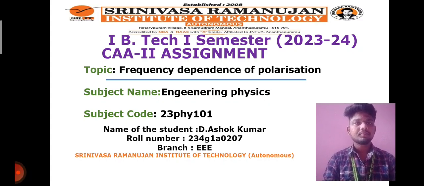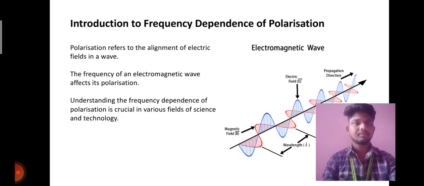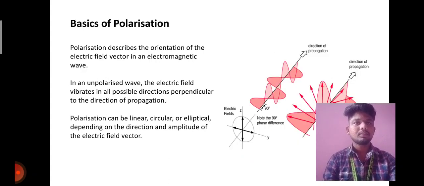Today's topic is frequency dependence of polarization. Introduction to frequency dependence of polarization. Polarization refers to the orientation of the electric field in a wave. The frequency of an electromagnetic wave affects its polarization. Understanding the frequency dependence of polarization is crucial in various fields of science and technology.